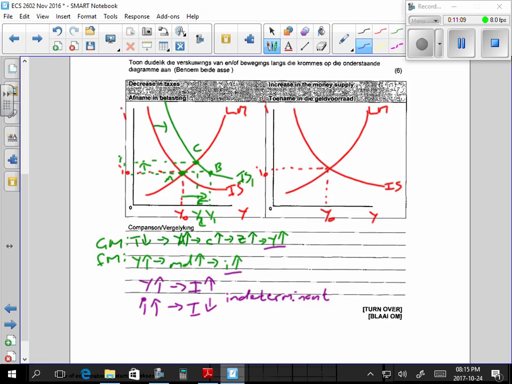And then finally, you need to go back to your goods market model to show that an increase in interest rate decreases investment spending, decreases demand for goods and services, and therefore output and income. And that shows why we move from Y1 to Y2.